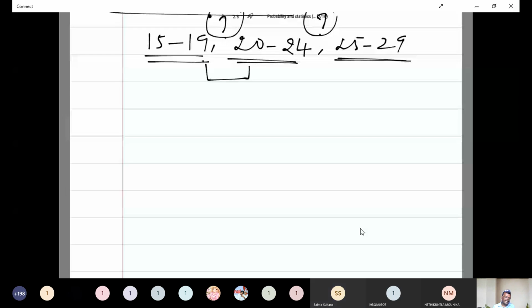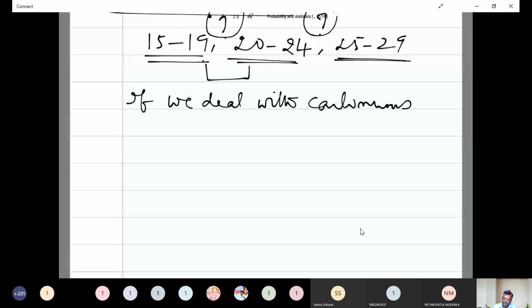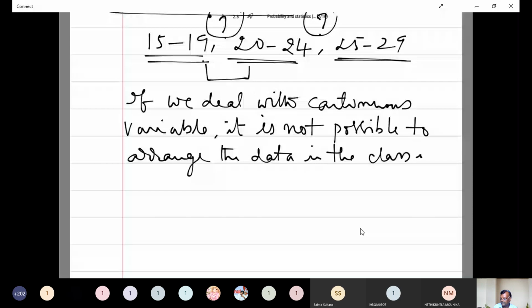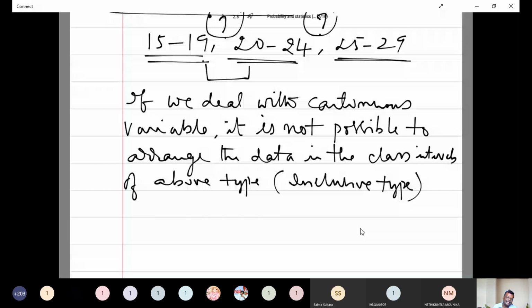Now, if we deal with the continuous variable, it is not possible to arrange the data in class intervals of the above type, that is, inclusive type. Is it right?